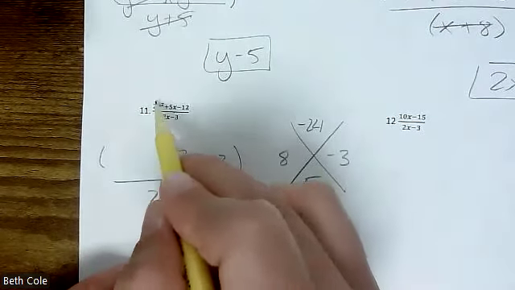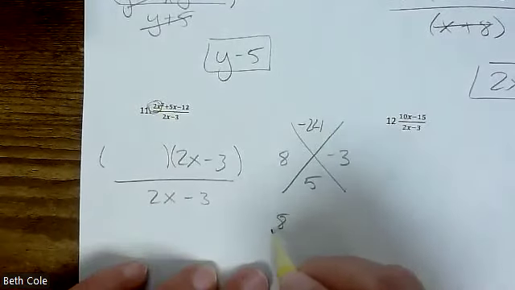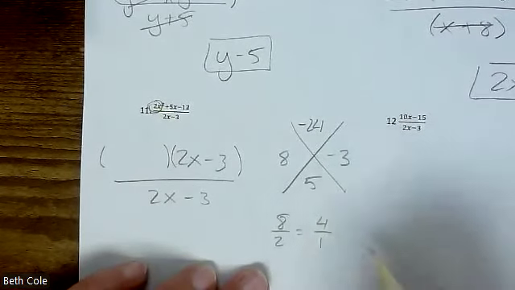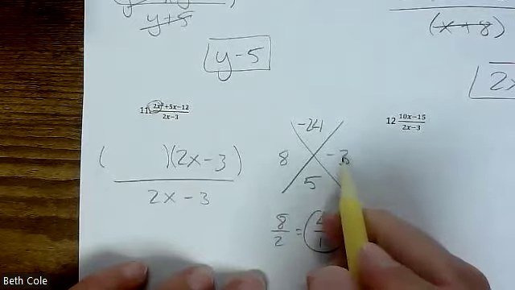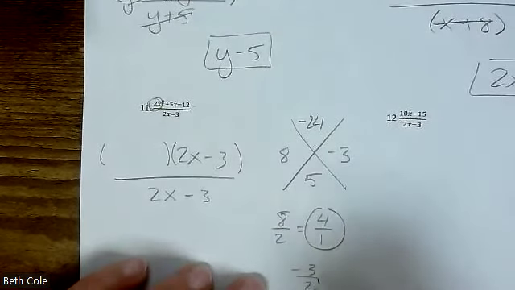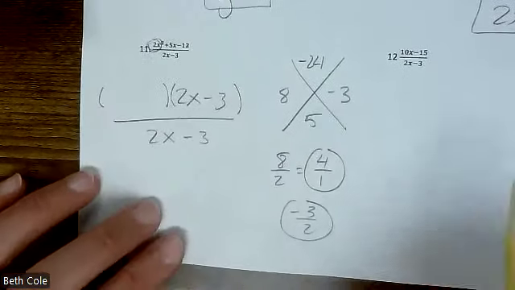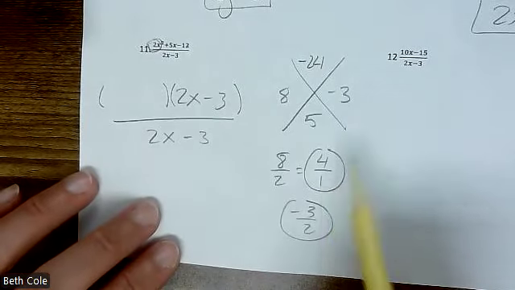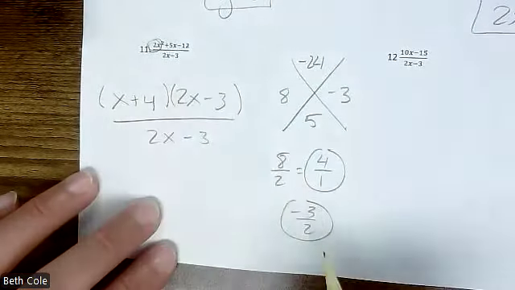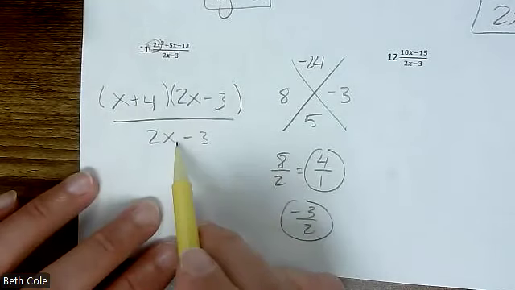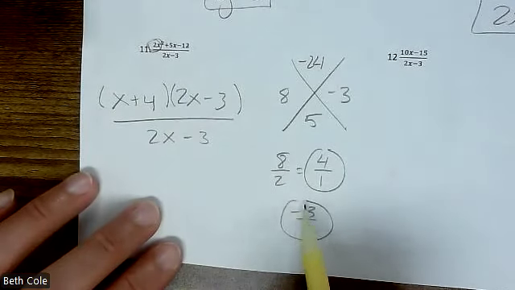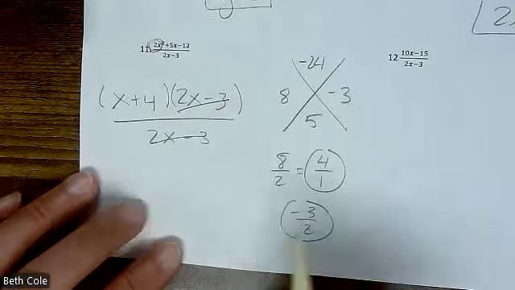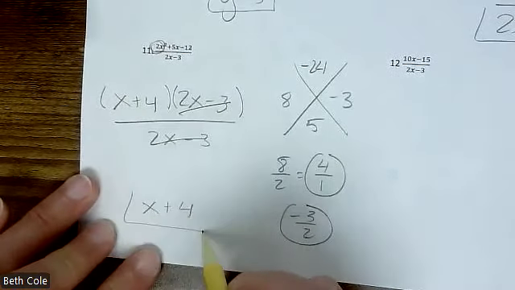So I'm going to take both of those and put them over 2. 8 over 2 reduces to 4 over 1. Negative 3 over 2 won't reduce. And then just start with the denominator. So 1x plus 4. And then this one, I just already put it in there because I knew it was going to have to be 2x minus 3. So those cancel, and x plus 4 is your answer.